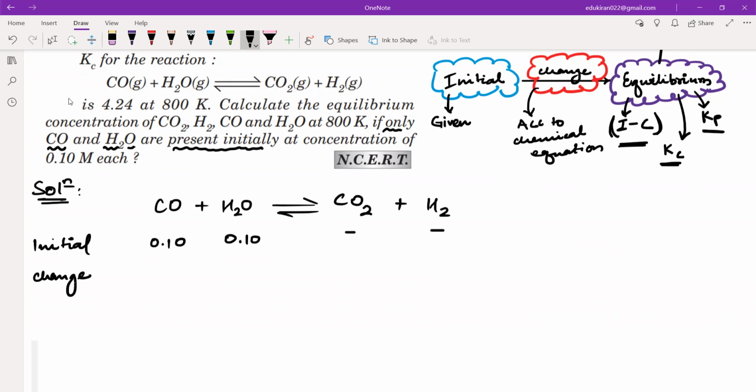Now, for change, where will you look, guys? Keep your mic on. I have to say keep your mic on ten times. Keep your mic on, guys. Don't turn it off until the class ends. Just keep it on.